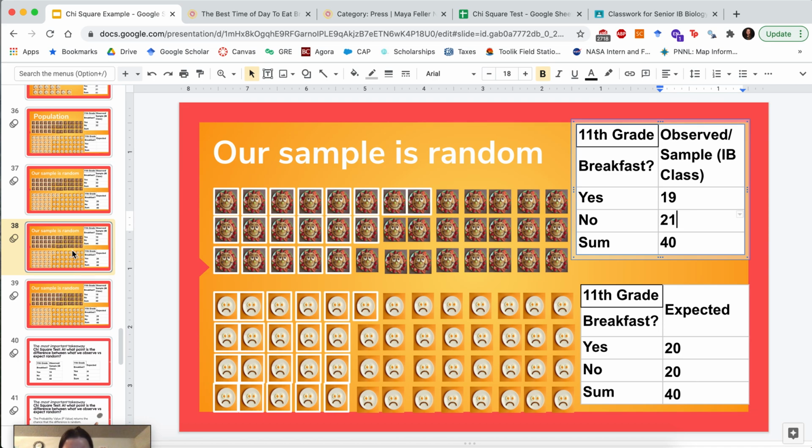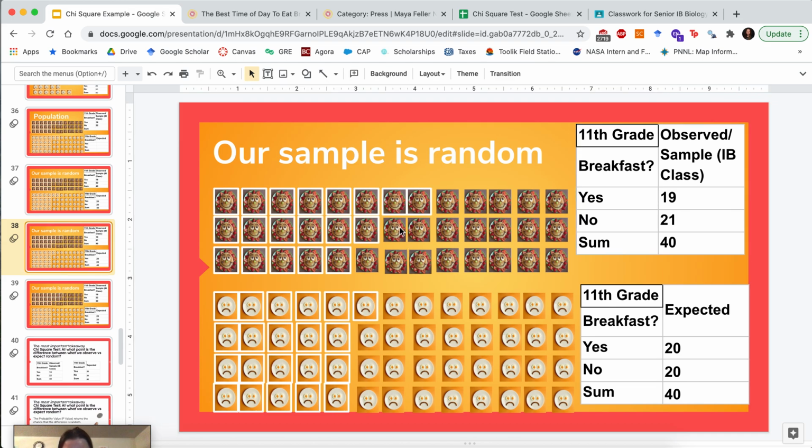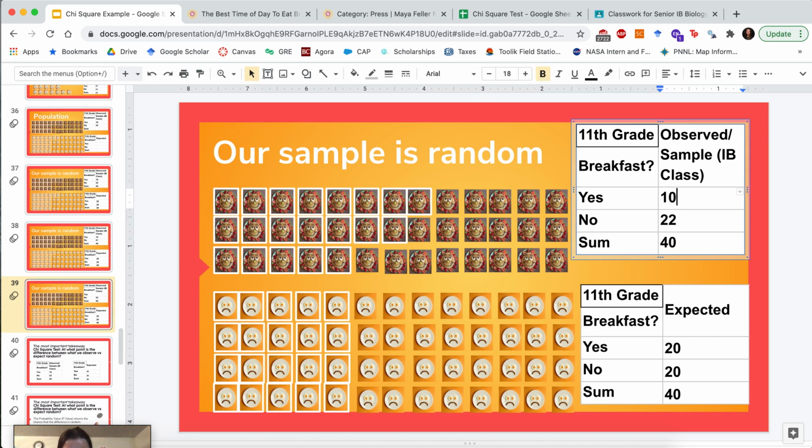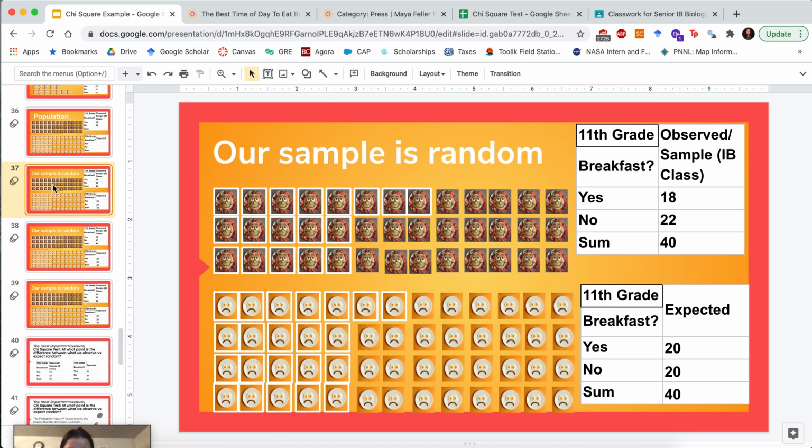And then what if we had done that again? Instead of randomly picking this no, we had just randomly picked this yes. It would now make it from 19 to 20, and our nos from 22 to 20. And now our observed is our expected, but as we saw, because our sample is random, that's not always the case, and we're going to have something that might look different from the expected.